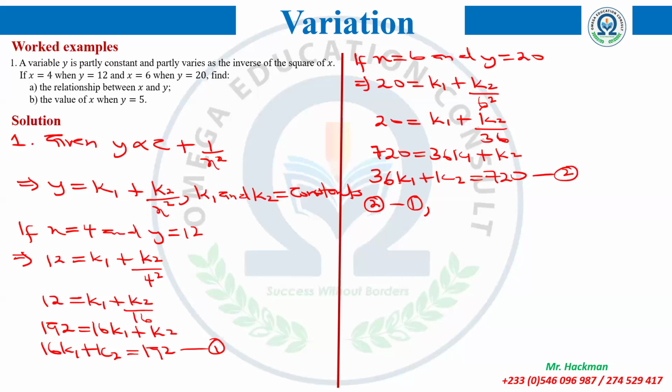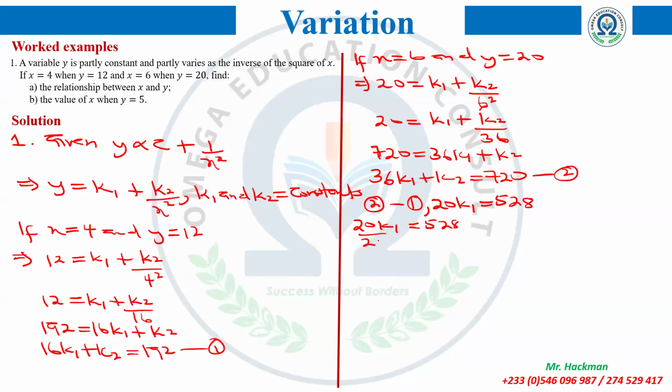So that would be 36 K sub 1 minus 16 K sub 1, and that will give us 20 K sub 1. Am I right? Yes. Then K sub 2 minus K sub 2, that will go. And this must be equal to 720 minus 192. I'm waiting. 528. But we are looking for K sub 1. Write it again before we divide. All correct? Yes.